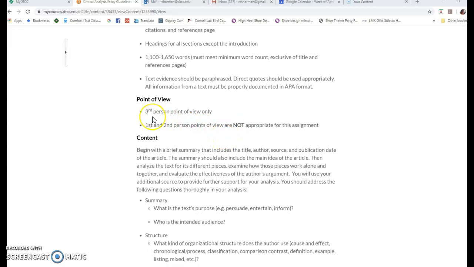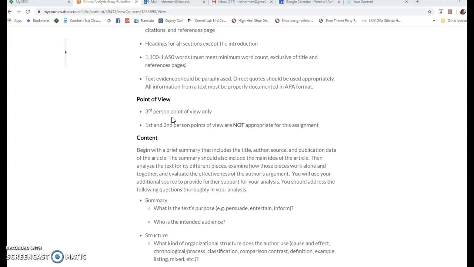Another difference with this particular assignment is that you will only use third-person point of view. So no I, we, us, no you. This is very academic. It is the most technical essay that you have written in the course, and it is your scholarly evaluation of the article.